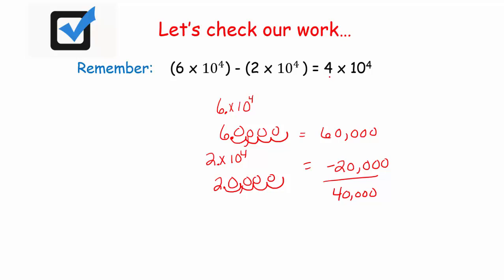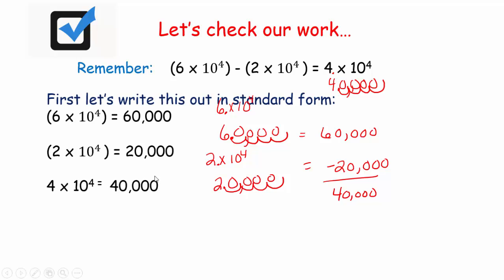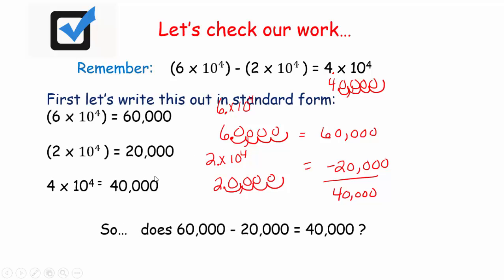Let's just double check that 4 times 10 to the fourth really is 40,000. So again, we just take our decimal point after that 4, we move it 1, 2, 3, 4 to the right. Yes, that is totally 40,000, so it works. So the question is, does 60,000 minus 20,000 equal 40,000? It sure does. Therefore, 6 times 10 to the fourth minus 2 times 10 to the fourth really does equal 4 times 10 to the fourth.